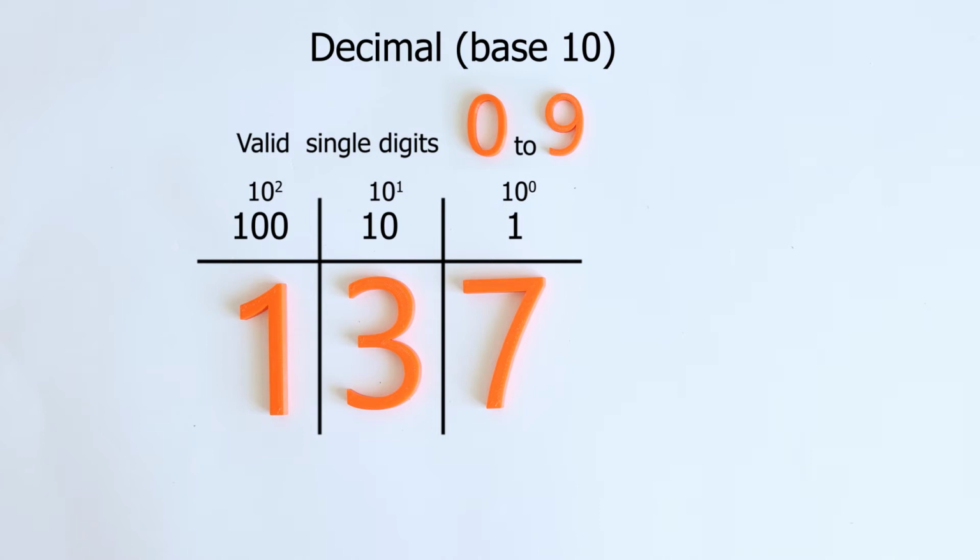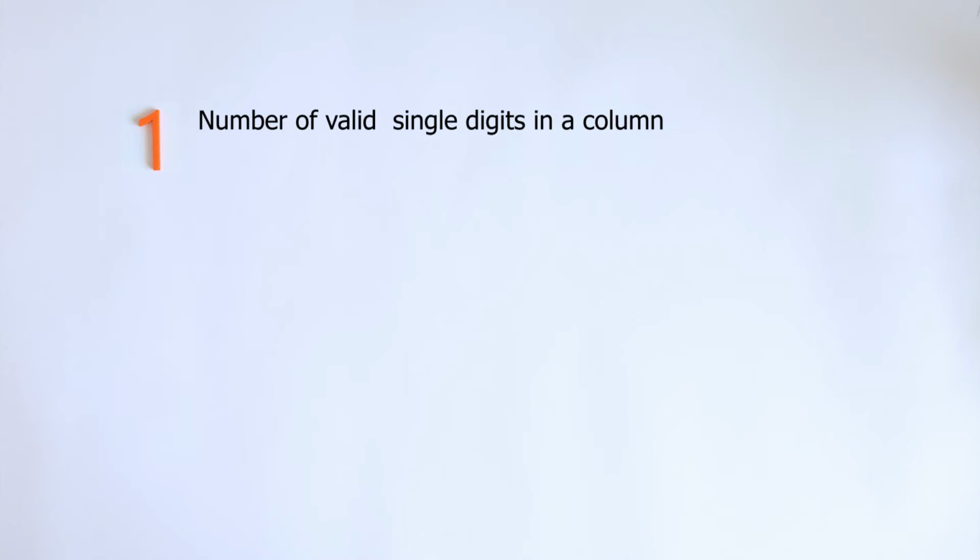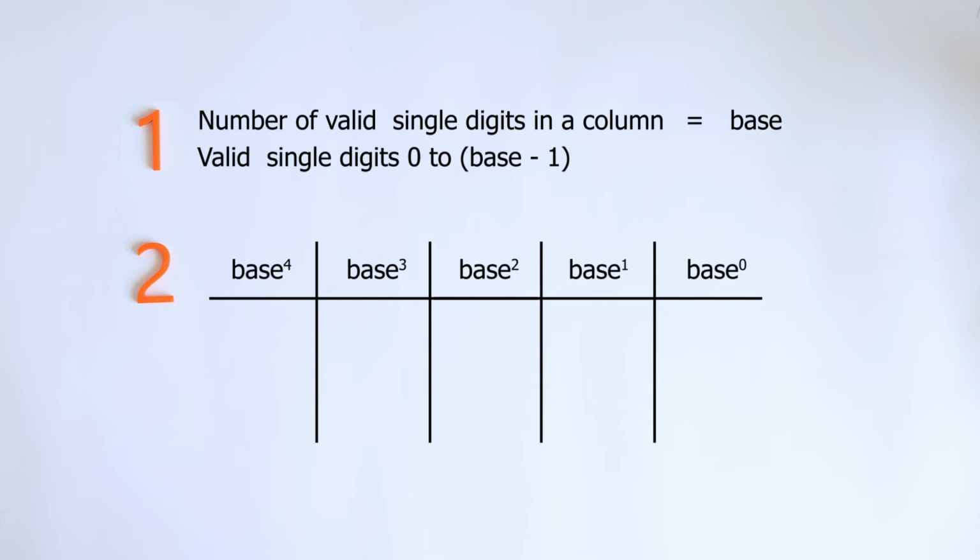So the base of a number system defines two things. Firstly, the number of different single digits you can have in a single column. That number is equal to the base, like we saw in decimal, where we can have one of a possible 10 digits in each column, as decimal is a base 10 number system. Normally, these values are from 0 to the base minus 1, like with decimal where we have 0 to 10 minus 1, which is 0 to 9. Secondly, the values of the column are increasing power of the base, starting with the base to the power 0.